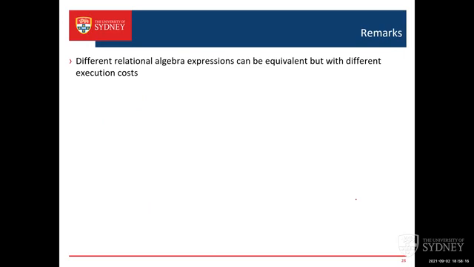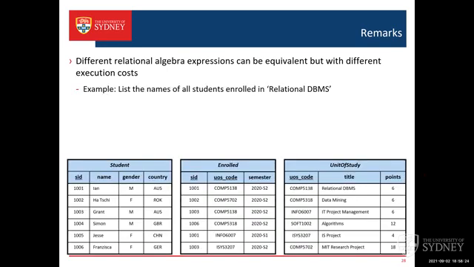Just a few things to remember. We learned everything that we want to learn about relational algebra. Just a few things before we finish this part. When we are writing a query for this: list the name of all students who are enrolled in relational DBMS. How should we write that query?